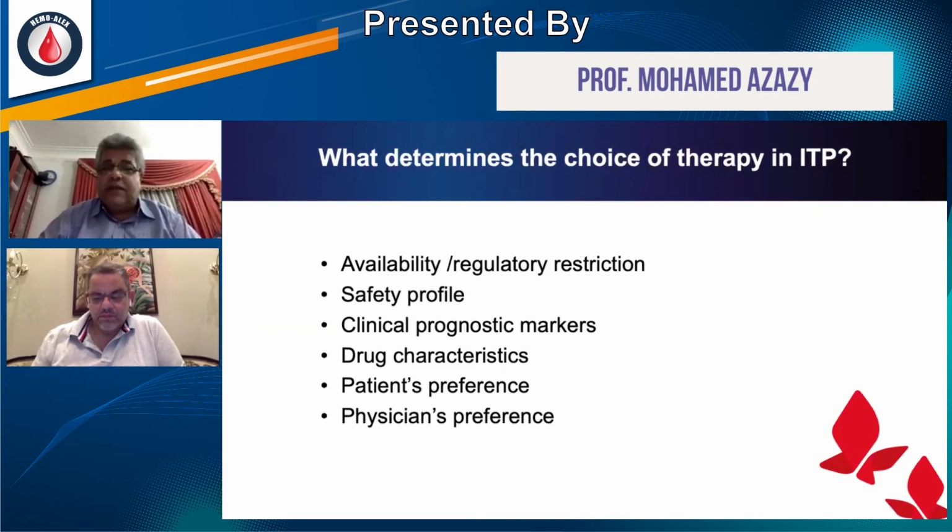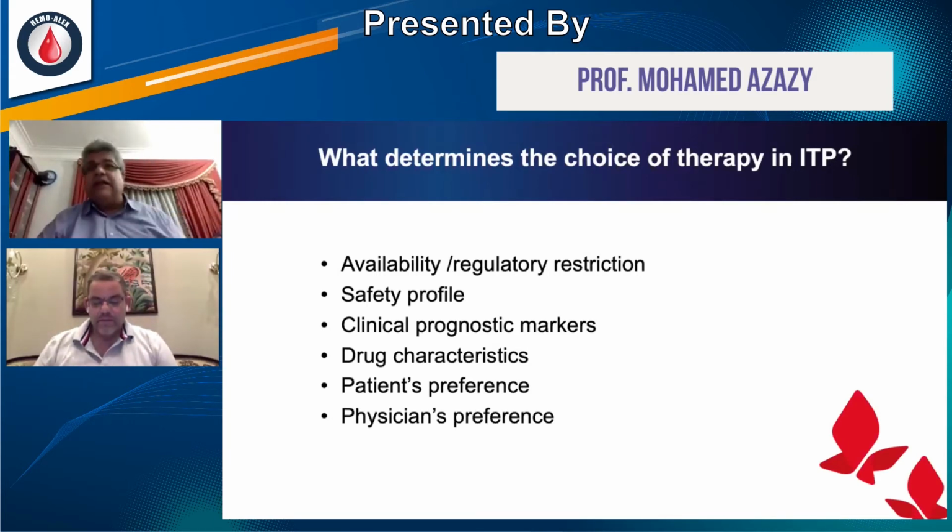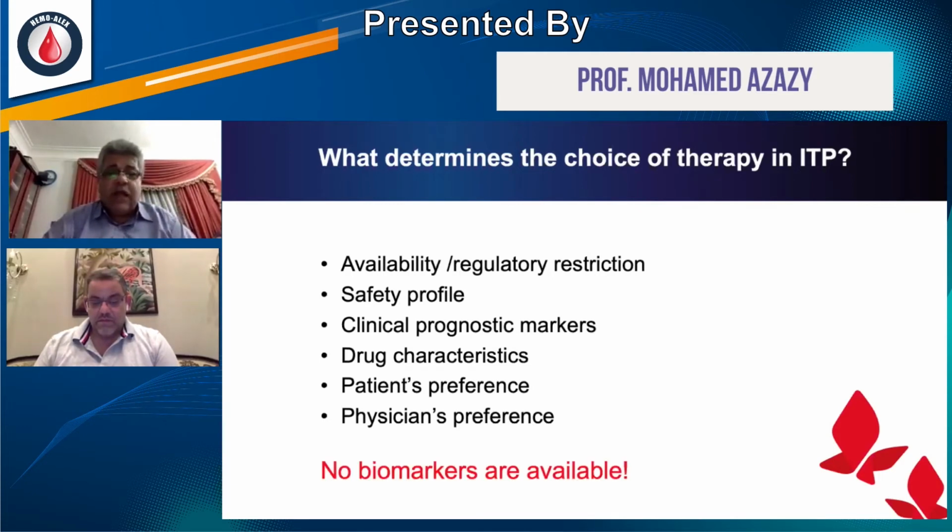First, what determines the choice of therapy for the second line? Is it the availability of the drug, the cost, regulatory restriction, safety profile, clinical prognostic markers, drug characteristic, patient performance, physician preference, and the patient preference? A lady does not want to gain weight. A diabetic does not want to lose his control by steroid. So doctor and patient must share a decision together, and remember that no biomarkers are available for the ITP patient.